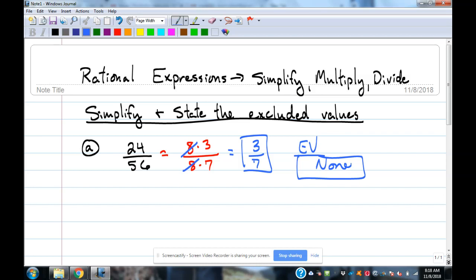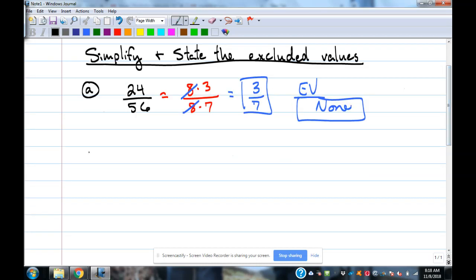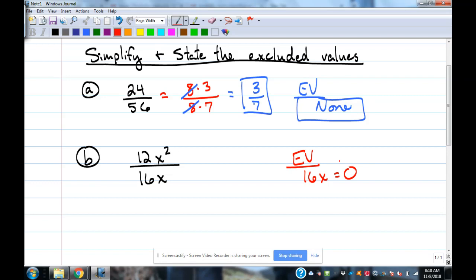Okay? What we're looking at here is, as we step up the ladder, 12x squared over 16x. When we look at this one, we want to look at, okay, well, this has an X in the denominator. So that tells me that it's going to have an EV. Okay, so if I go over here to EVs, I would set the denominator equal to 0 and solve it.